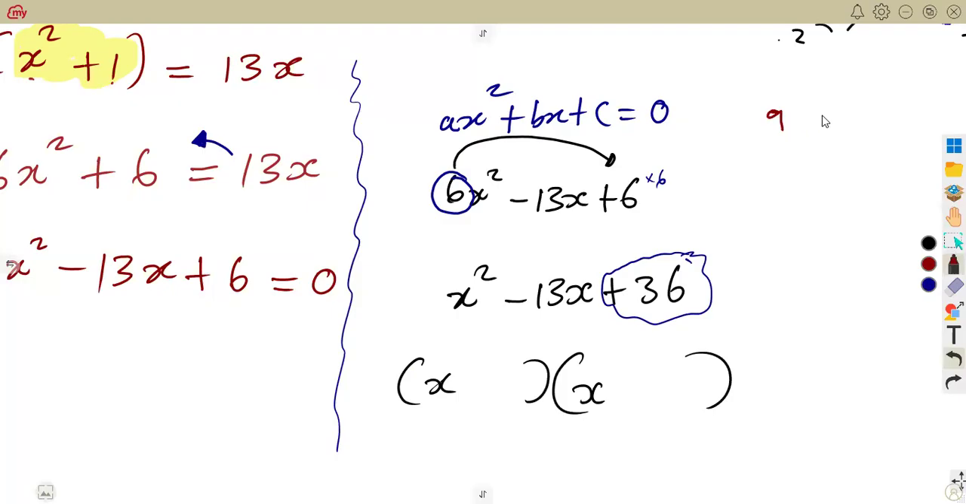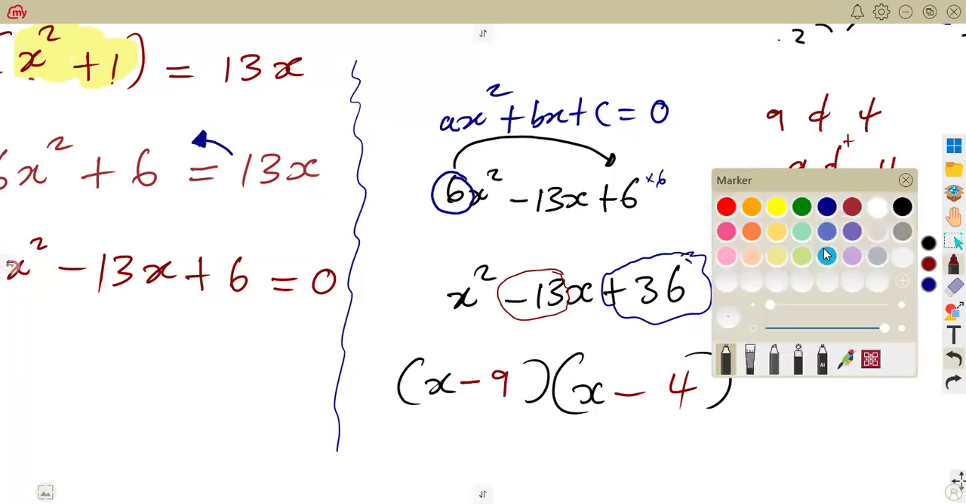So let's think of 9 and 4. If you multiply this, you've got to have 36. If you add, you get a positive 13. So to have a negative 13, let's have negative 9 and negative 4. If you multiply this, you're going to have positive 36. If you add this, you're going to have a negative 13, minus 9 minus 4. That's a negative 13. So we've got minus 9 and a minus 4.